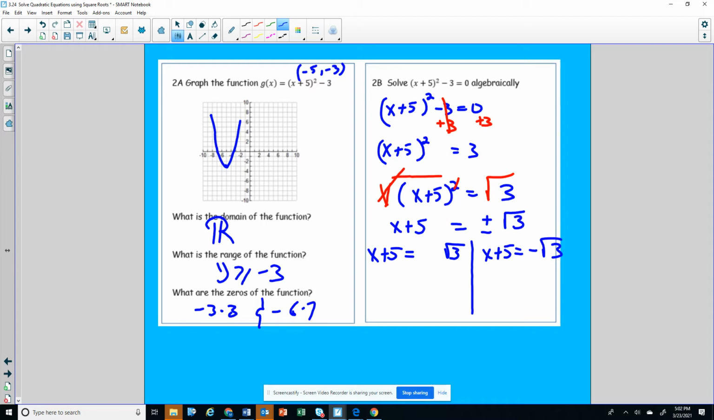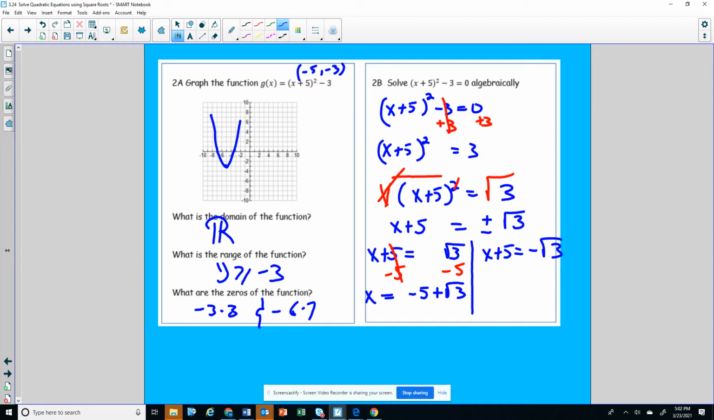Now, we're almost there. I want to get the x by itself on each side. So I want to isolate the x. To isolate the x, I'm going to add a -5 here and a -5 there. And so that's going to cancel out. So I'm left with x is equal to -5 plus the square root of 3. I don't know what the number is. Okay?